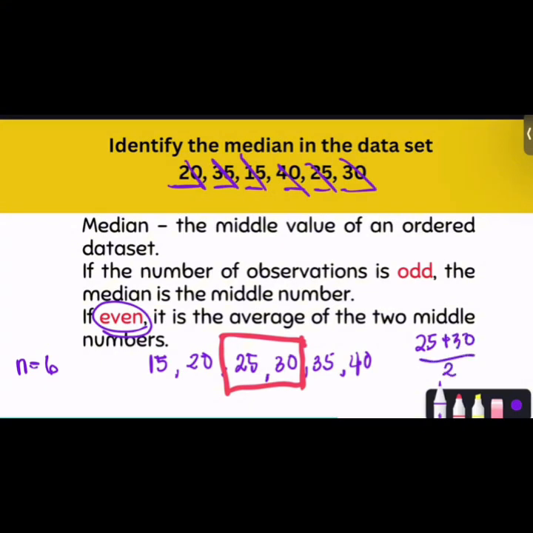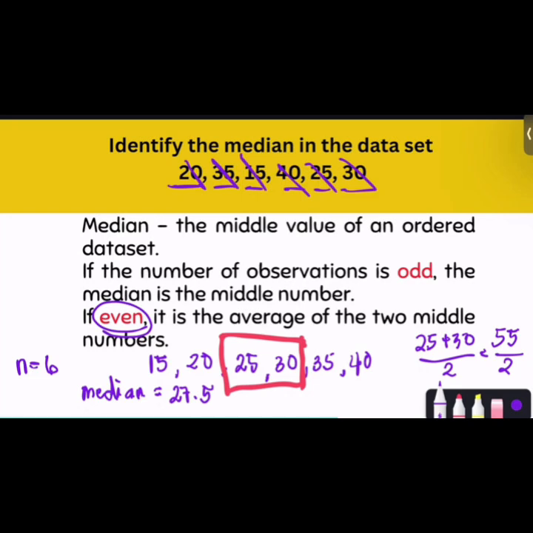So 25 plus 30 is equal kay 55 over 2, and 55 over 2 is 27.5. So ibig sabihin, our median in our given data set is equal kay 27.5. So, ganyan po tayo mag-identify ng median natin using the given data set.